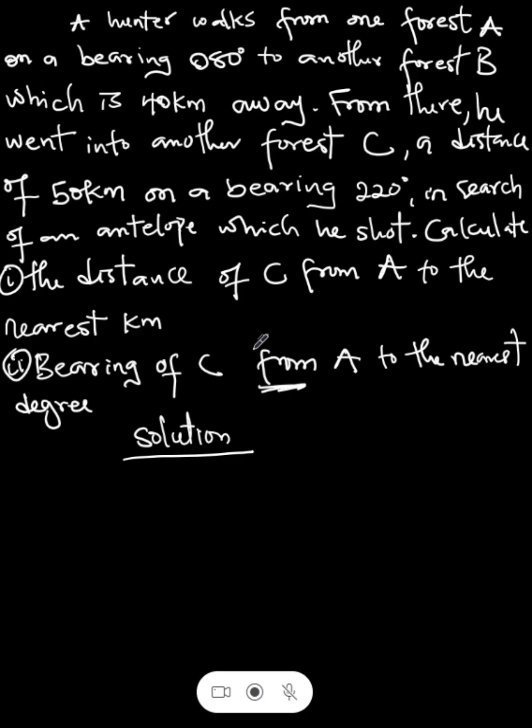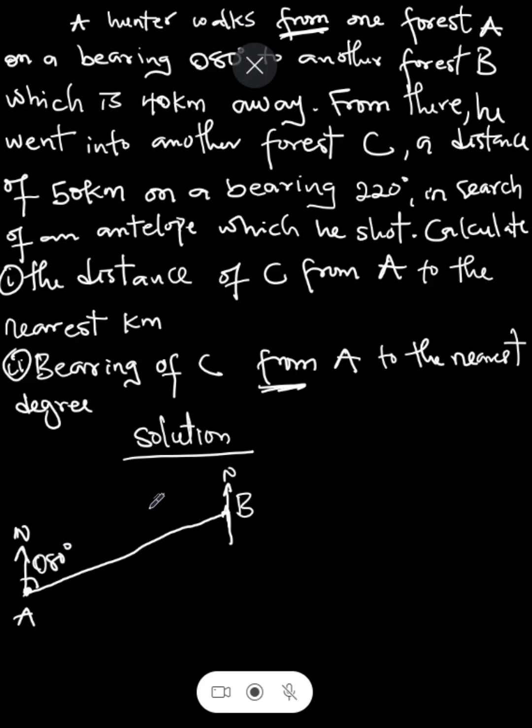So solution, it works from forest A. So this is forest A. Forest A is the starting point because he walks from forest A. Now, he walks from forest A to forest B on a bearing 80 degrees. So 80 degrees will be between 0 and 90 degrees, so somewhere here. So this will be forest B, at its own north degree. So this is 80 degrees.